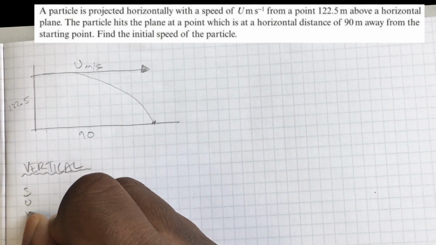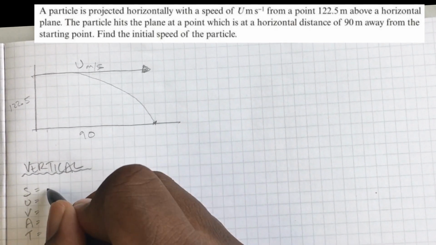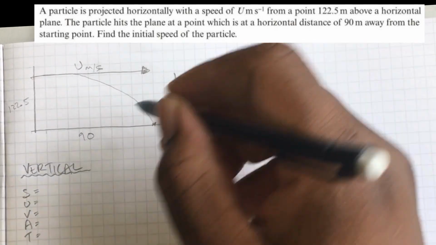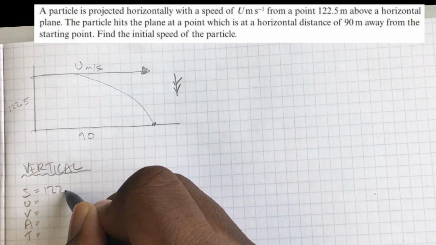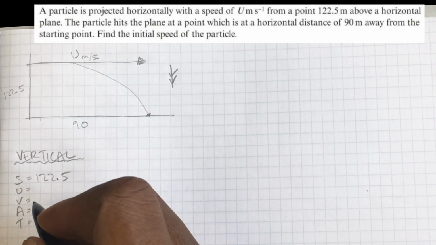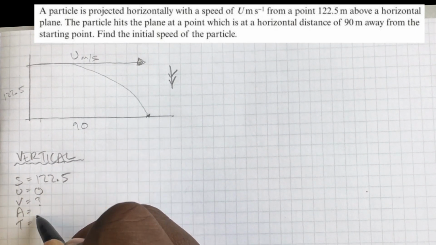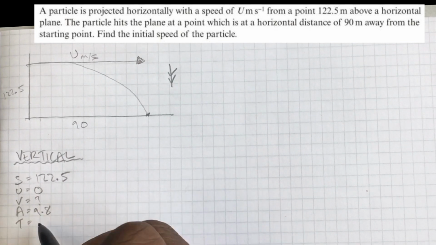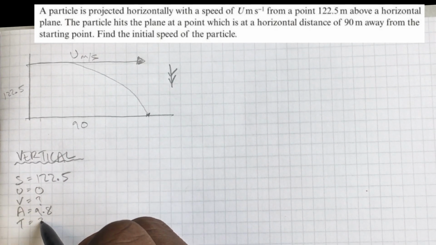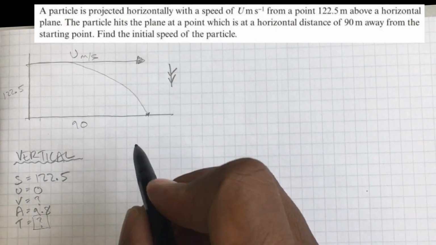So, the vertical, for our SUVAT variables, we know the displacement. We know the initial velocity is 0, since this was projected horizontally. We don't know the final velocity, but our acceleration is 9.8, as usual. Now, the time here is unknown, but we're going to try and find the value for this time.